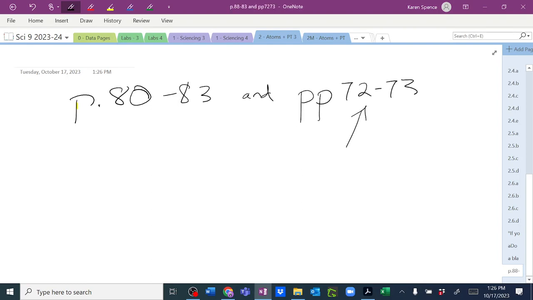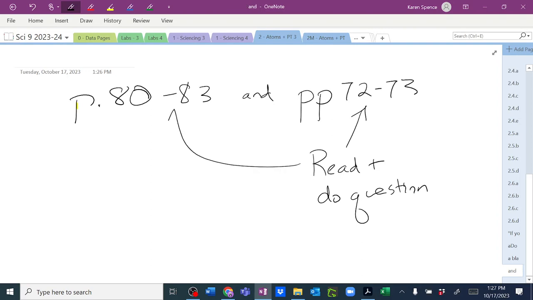You're going to read and do the questions. Most of 72 and 73 is review, but there are some specific properties of metals and nonmetals that you're going to read about. We will talk about them next day, and maybe we'll get out some samples so you can look at them.